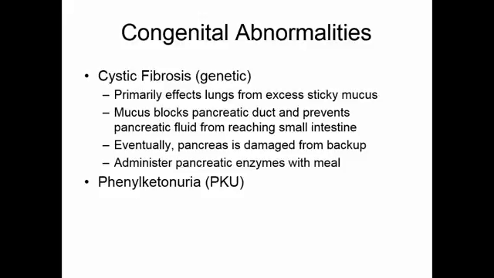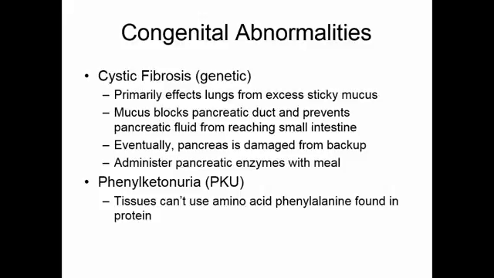Phenylketonuria is another congenital defect. The tissues can't use the amino acid phenylalanine, which is found in protein. Milk protein contains phenylalanine. When the phenylalanine can't be used, it becomes phenylketone. Phenylketone will damage brain tissue. So these children can be mentally retarded if they're not placed on a special diet.